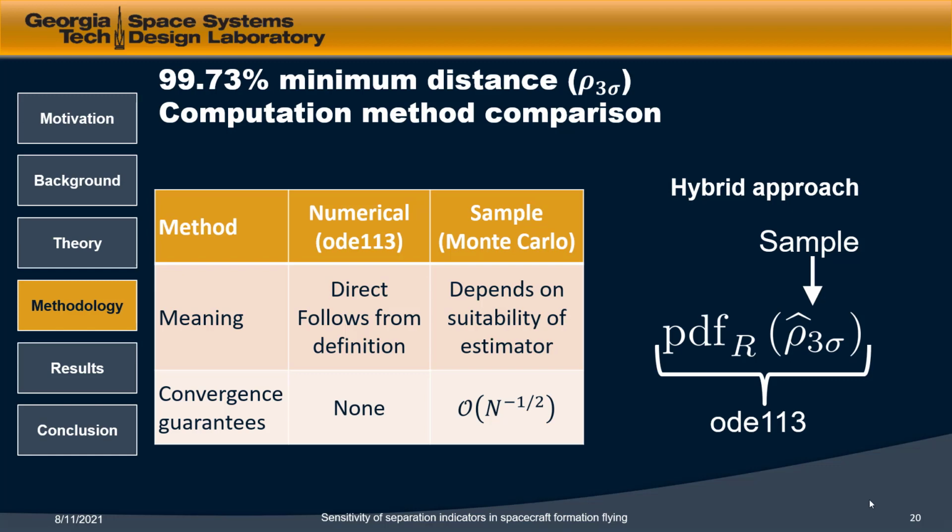On the one hand, the numerical method is attractive because its meaning directly follows from the definition of ρ3σ. However, there are no convergence guarantees because it is not a symplectic integrator, as in there are no guarantees that it will conserve certain quantities such as the integral over the entire sample space. On the other hand, the Monte Carlo estimate doesn't have as direct an interpretation, but it does have general convergence guarantees that hold in high dimensions. Assuming that both estimates agree reasonably, we can use a hybrid methodology where we first compute ρ3σ through a Monte Carlo estimate and then compute the PDF at ρ3σ through ODE113.